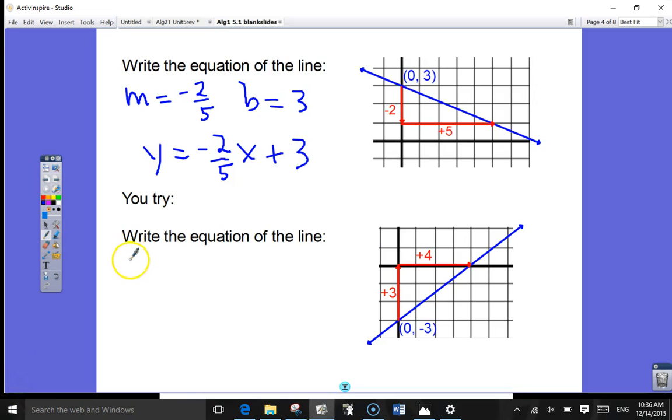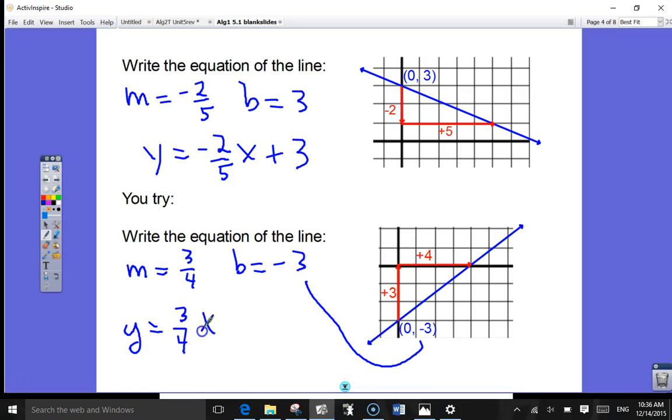What is the slope? From the y-intercept, it looks like we're going up 3, right 4. What does that make the slope? 3 over 4, right? You don't need plus signs on that. Okay, what is the b? b is -3. What is the line? y equals 3/4 x minus 3.